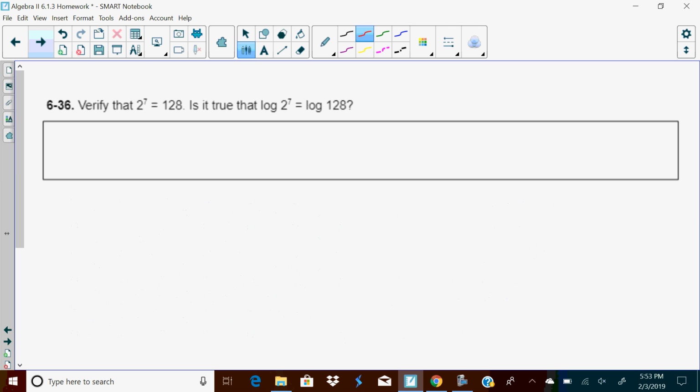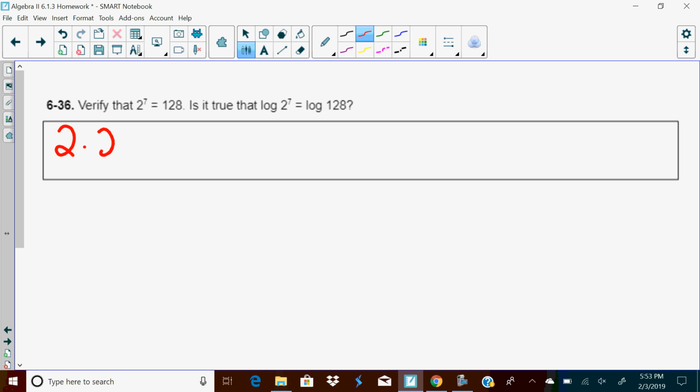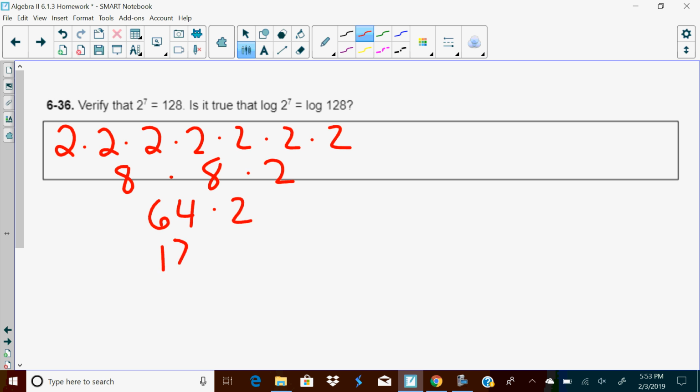Okay, 36, verify that 2 to the 7th equals 128. So is it true that the log of 2 to the 7th equals the log of 128? So we would do 2 times 2 times 2 times 2 times 2 times 2 times 2. So 2 times 2, this is 8 times 8 times 2. So 64 times 2, which is 128. So the answer is yes, because it's just substitution.